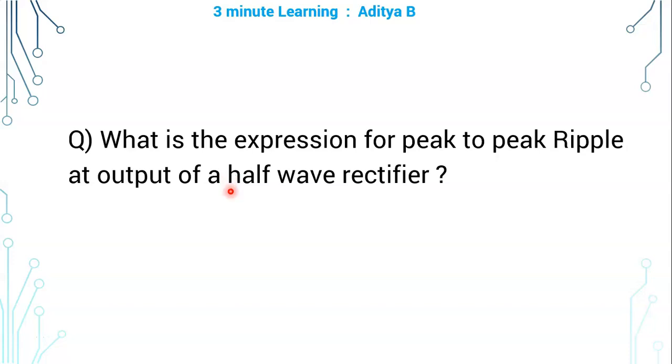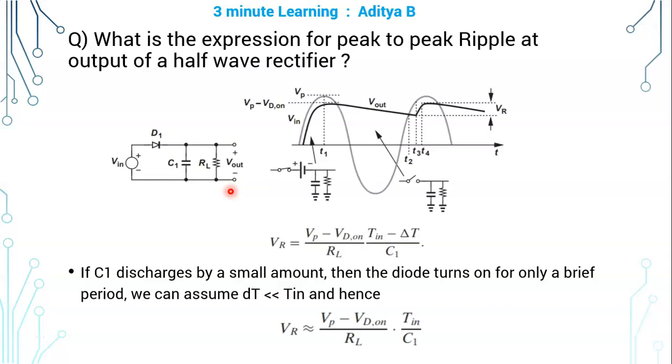What is the expression for peak-to-peak ripple at the output of a half-wave rectifier? This is a half-wave rectifier circuit with a capacitive filter. This capacitor is the smoothing capacitor which tries to reduce the ripple content.